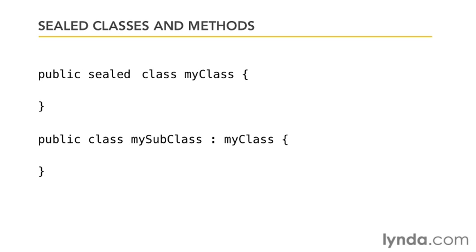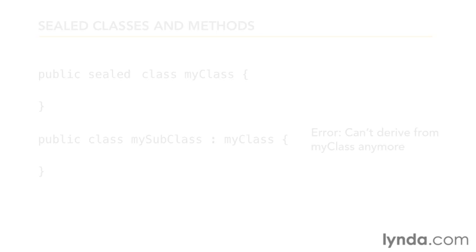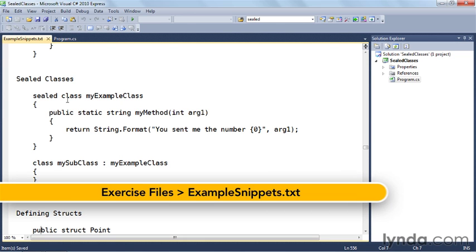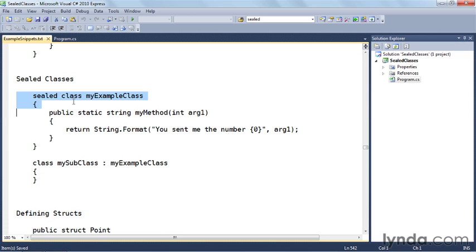And then at this point, I can no longer create a subclass. So before the sealed keyword was in there, I could make my subclass off of my class. But now that the sealed keyword is in there, this is an error. I can't derive from my class anymore. So let's actually see this in action. I'm going to go over to my snippets here in my sealed classes example, and I'm going to copy these lines of code right here.